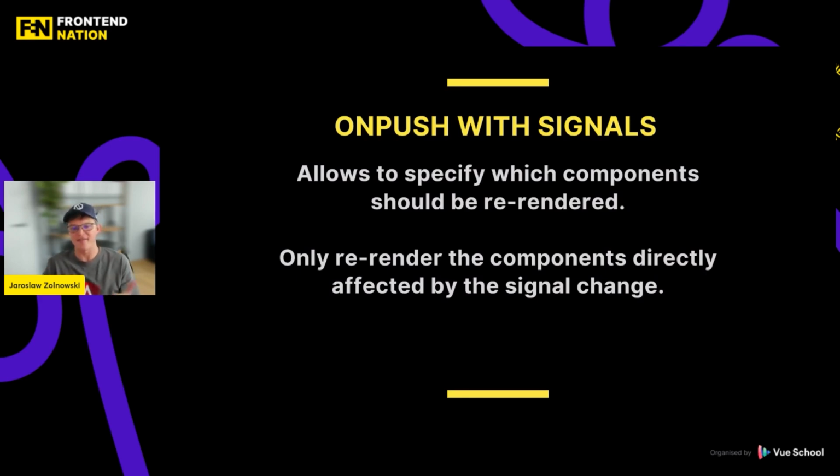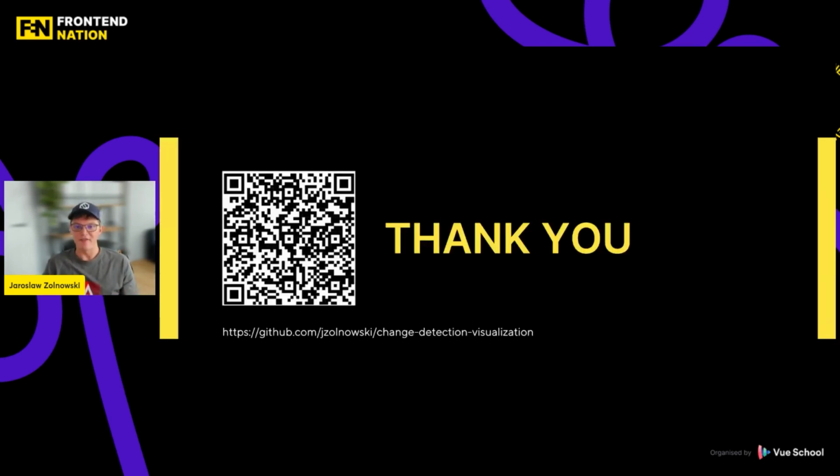It allows us to specify which component should be rendered when certain signals change. This means that instead of refreshing the entire component tree or a single branch when we use the on-push change detection, we will render only the component directly affected by the signal change. That's all I've got for today.